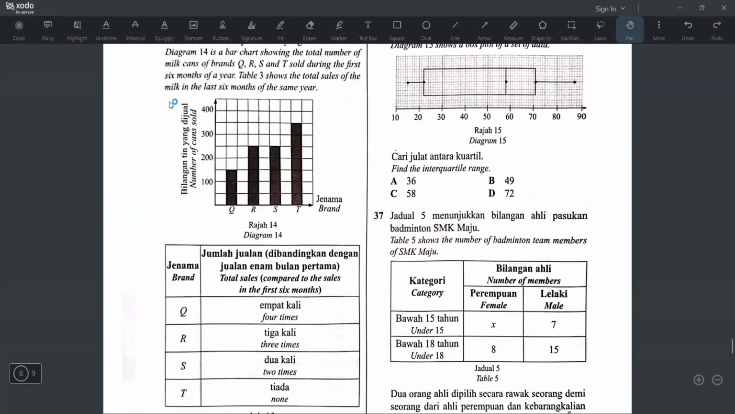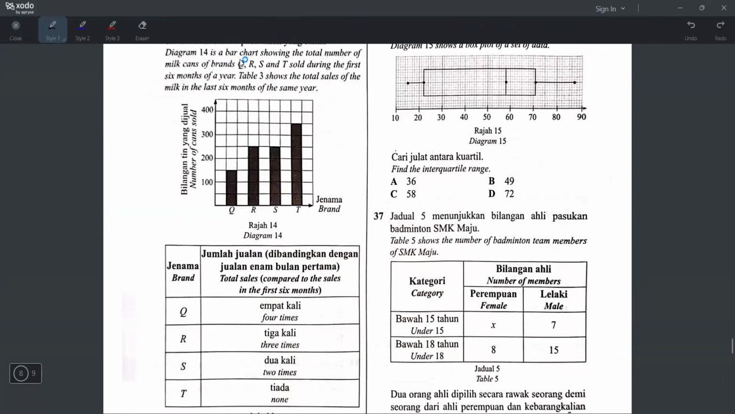Okay, let's do 34. Diagram 14 is a bar chart showing the total number of milk cans of brand QRST sold during the first 6 months of a year. So this is the first 6 months punya sale. Table 3 shows the total sale of the milk in the last 6 months of the same year. So the bar chart is for the first 6 months, but the table is for the last 6 months. So I will write here last 6 months.